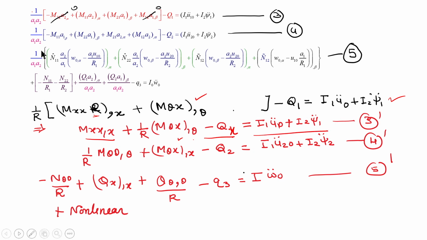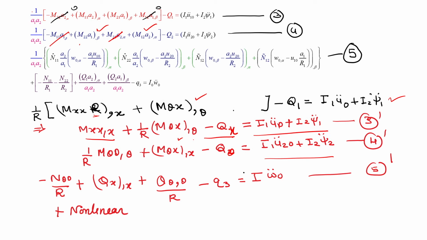Then come to the fourth equation. There also this will not contribute, this will not contribute, only these two terms will contribute, m theta theta comma theta and mx theta comma x. So, 1 by r, and here r is inside and r is outside. So, this r will get cancelled out and q2 is basically q theta, and this is the fourth equation.